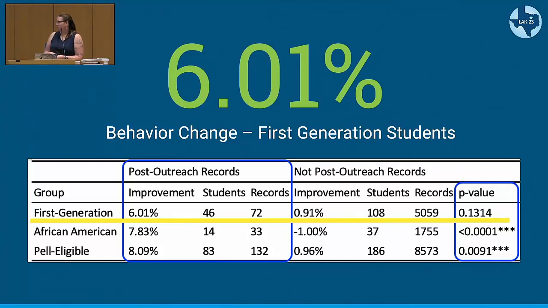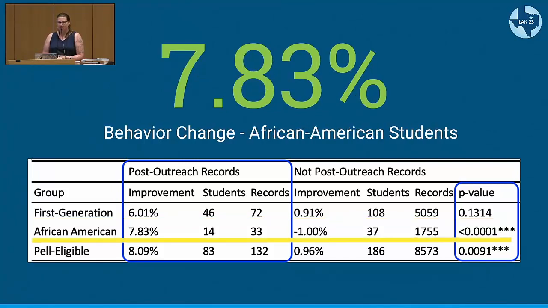But for the first generation students, it wasn't statistically significant, as you can see by this p-value over here of 0.13. We did, however, see a strong statistical significant difference for our African American students at the institution. Their behavior improved by 7.83% in the session immediately after receiving outreach. And as you can see here, this was strongly significant.